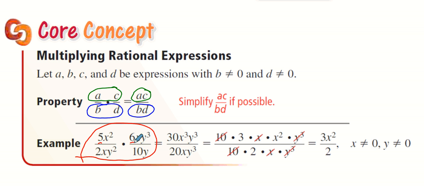So 5 and 3 is going to go to 30. X squared and x goes to x cubed. No y and y cubed goes to y cubed. Denominator 2, 10 is 20. X, no x is just 1x. Y squared times y is y cubed. So using our power properties, remember, if you do x to the a times x to the b, you add those exponents. That's a plus b.